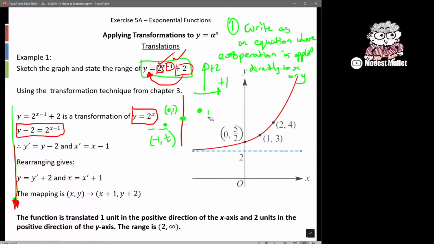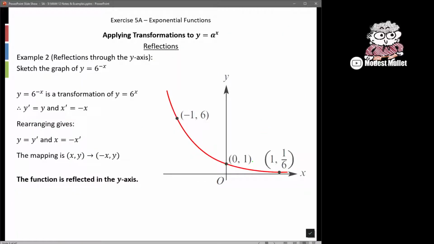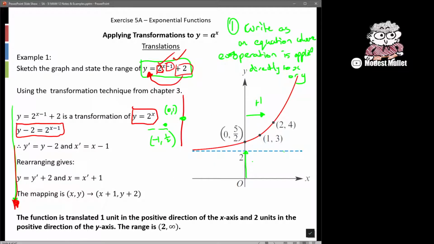You can see the asymptote has been moved up 2, and all the coordinates have been moved across 1 as well. So that's really handy. So that was translation, sorry.